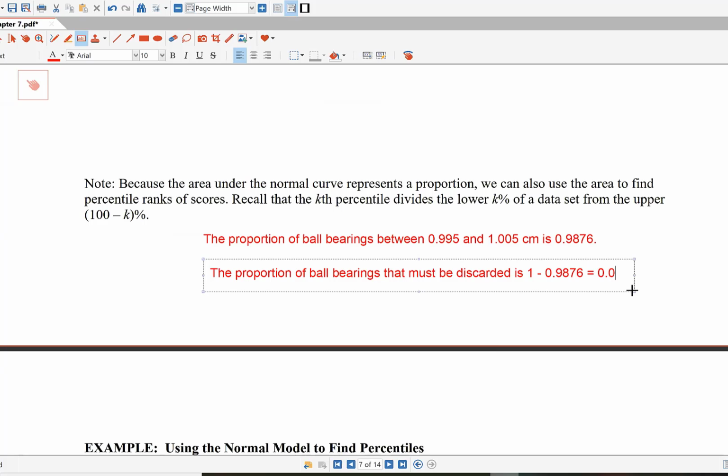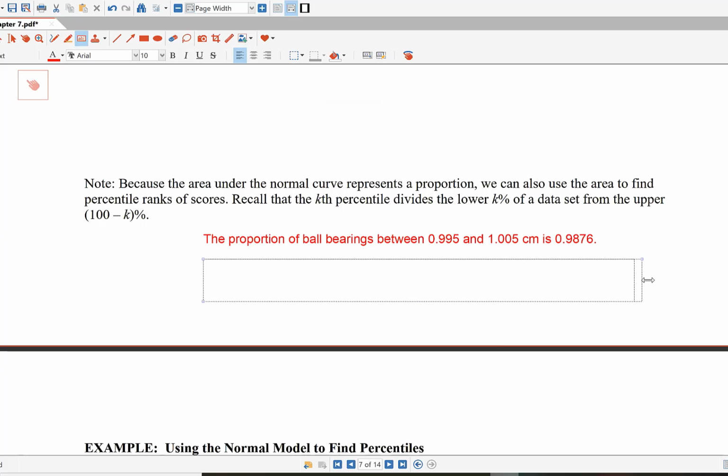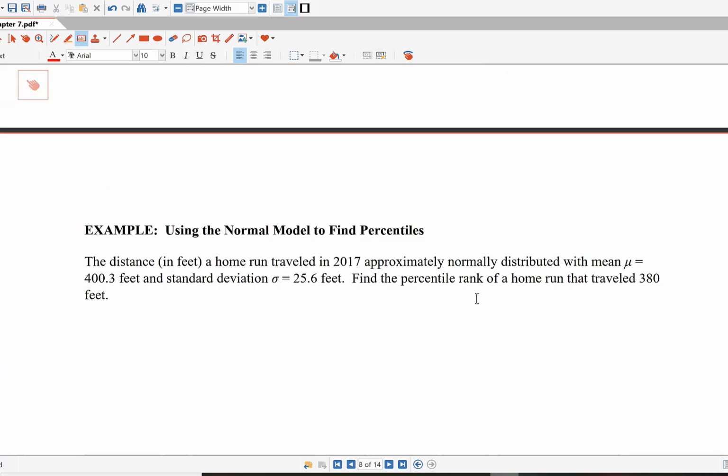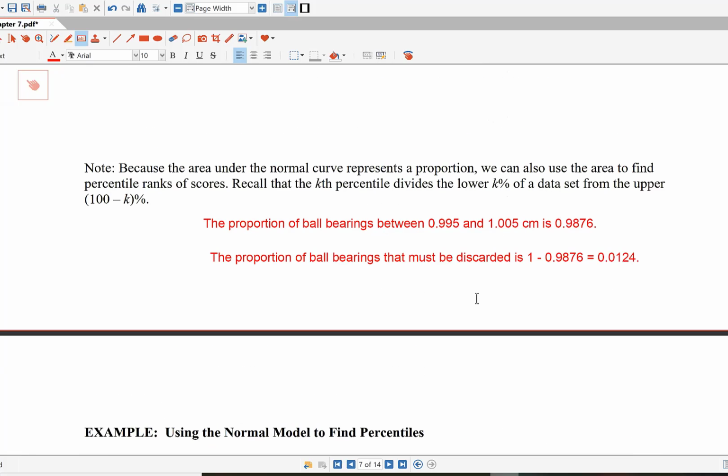What would that be? 0.0124, if I can do math in my head. Yeah, you got it. Cool, huh? Simple. Okie dokie.